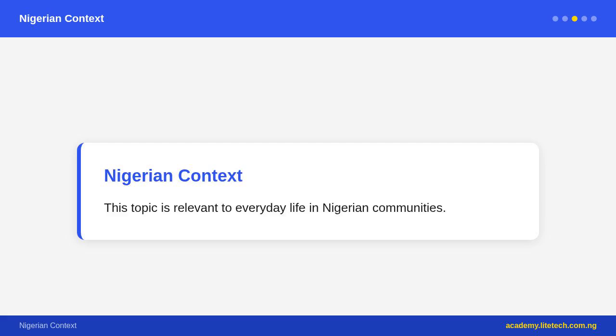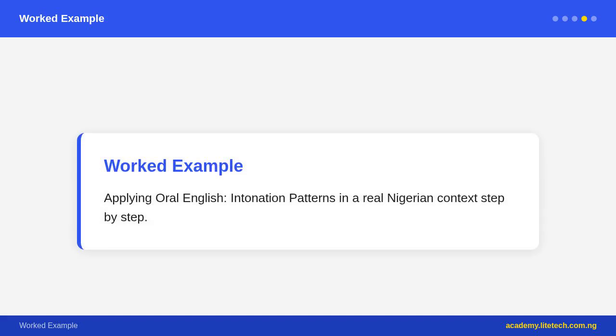Tone unit, tone group. Connected speech is divided into tone units, chunks of speech, each with one nuclear stress and one intonation pattern. A tone unit is typically separated from the next by a brief pause. Example: when I get home, I'll have dinner, and then I'll sleep. 3 tone units, each with its own intonation.